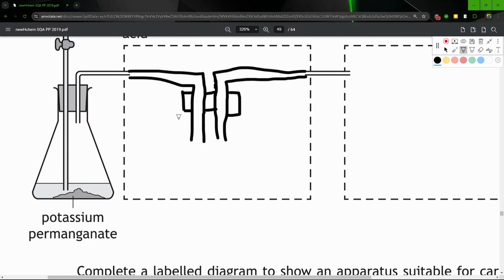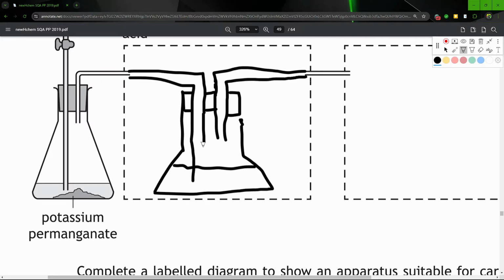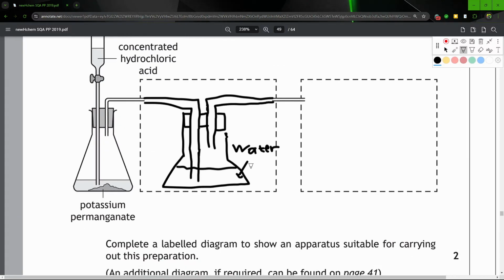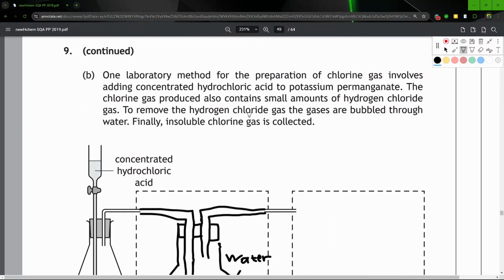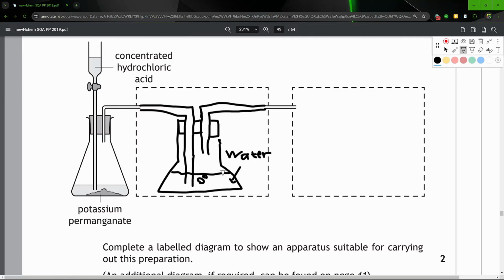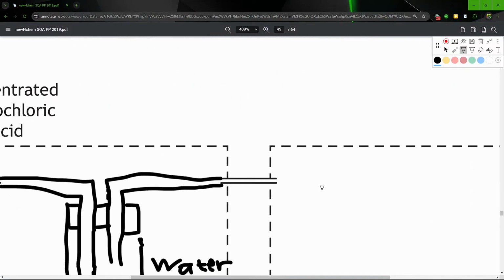And then we'll make the worst conical flask ever. What on earth is this? And then put that there, and we want to bubble it through water, so we'll throw it in here, and we'll just put our tube in there. We'll label this as water, and then we'll collect the gas that's bubbled off, because remember we're getting hydrogen chloride gas. It will get dissolved in the water, and then the gas that comes off should just be pure insoluble chlorine gas, and then we just need to collect it.